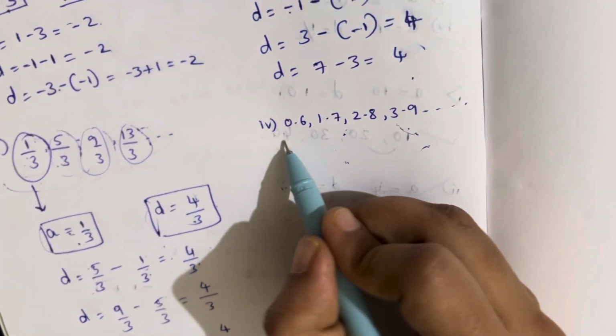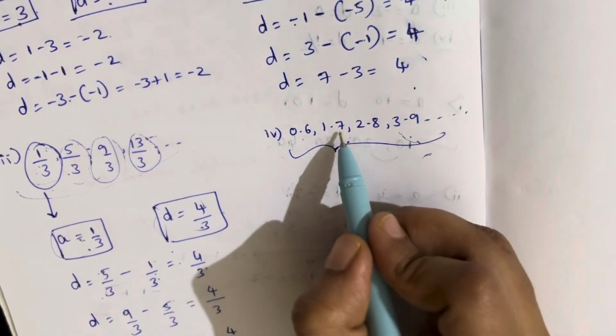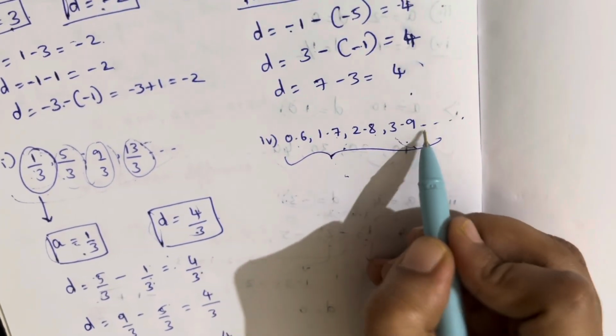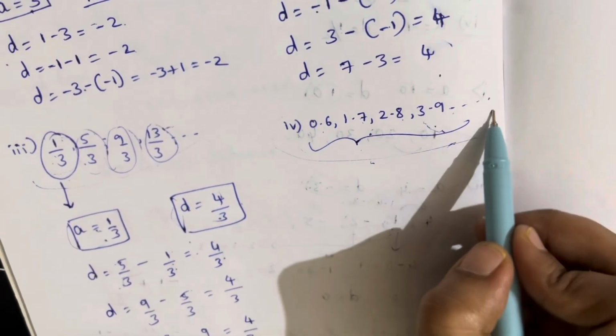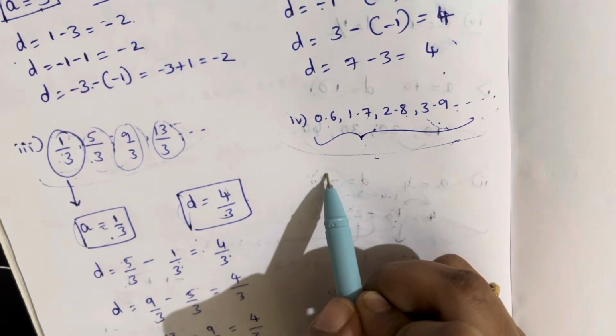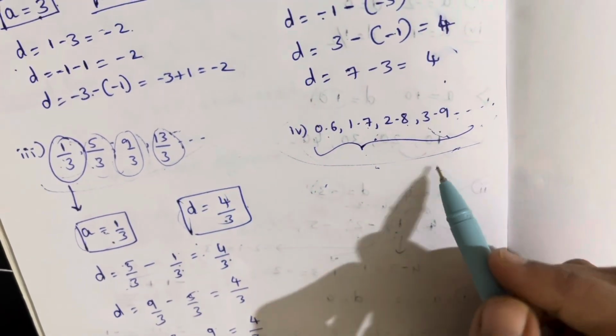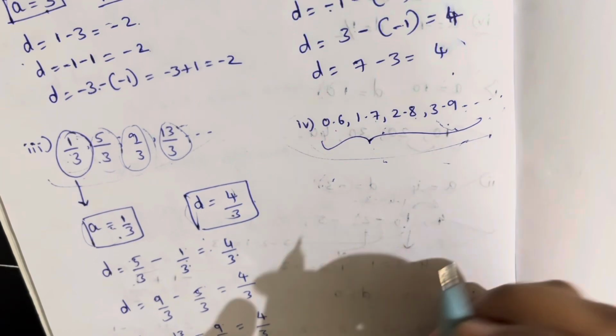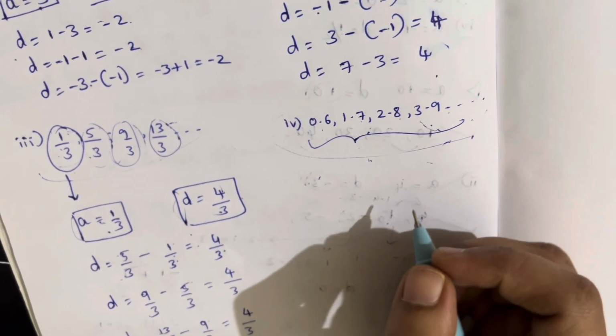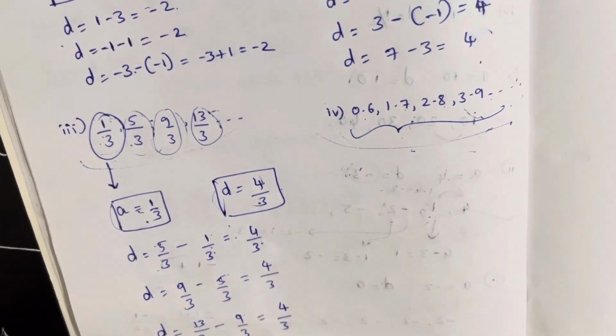And here I have one more question: 0.6, 1.7, 2.8 and 3.9. You solve it on your own and comment down the answer so that I will solve this question in the next class. Okay, then see you there in the next class. We will be moving forward with exercise 1.2.